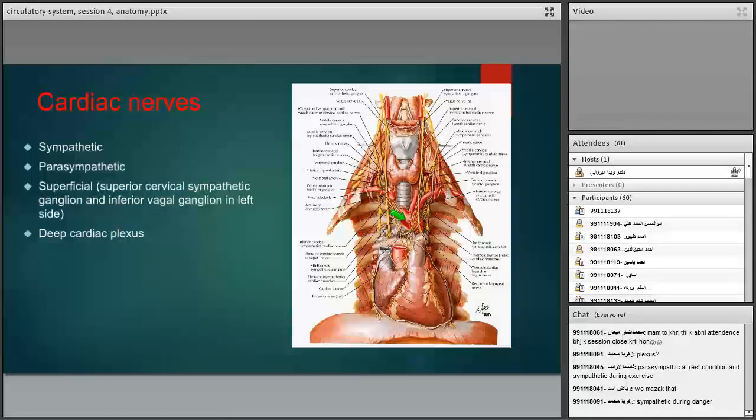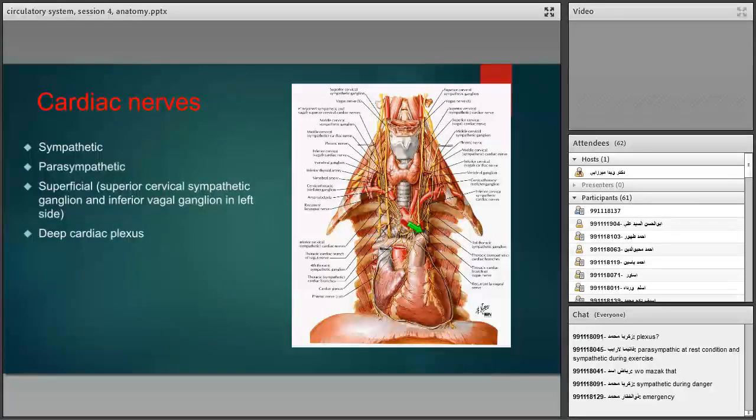This is the trachea and this is the bifurcation part, which is dividing into two parts, right and left. The superficial cardiac plexus is placed under the aortic arch, but the deep cardiac plexus is placed behind the aortic arch and near the bifurcation of the trachea.